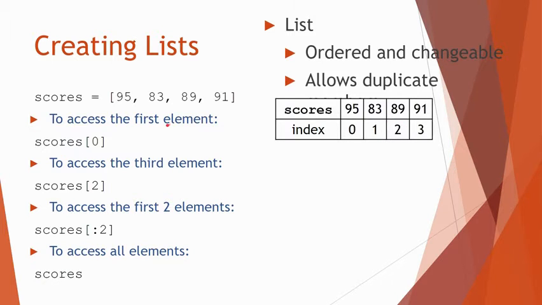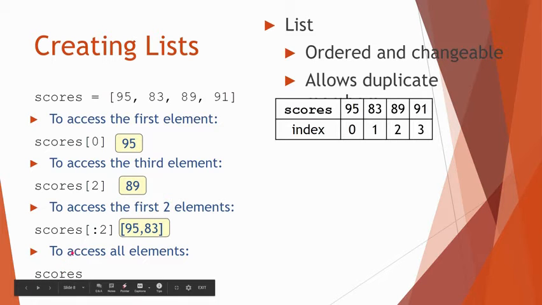If we want to access that first element, we would say scores[0], in which case we get back 95. To access the third element, which is 89, we would look for scores[2]. Okay? So we should get 89. To get the first 2 elements, we could use this notation, scores[:2], and we would get back 95, 83. To get all elements, we would use the name of the list, which in this case is scores, and we would get back all of the elements.